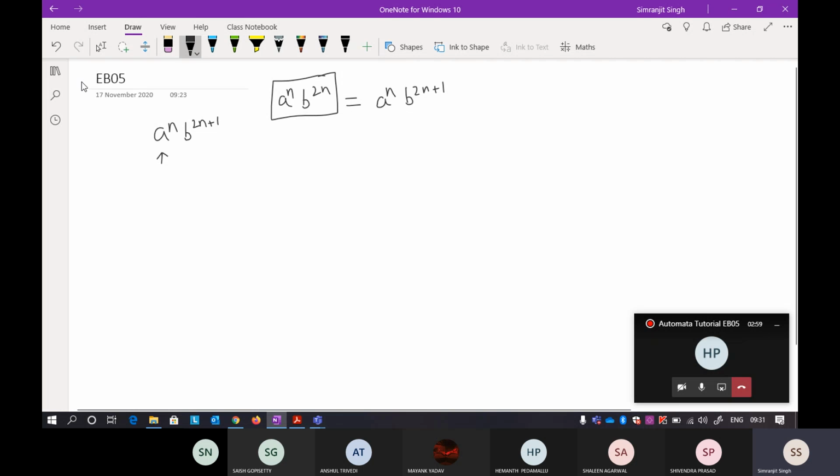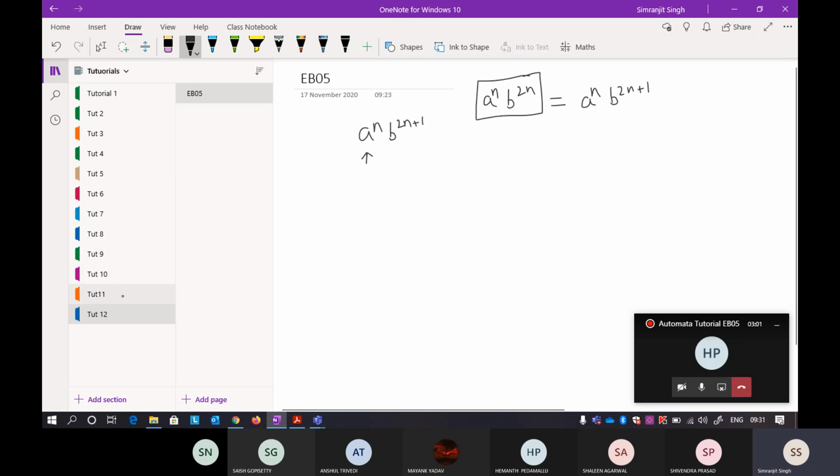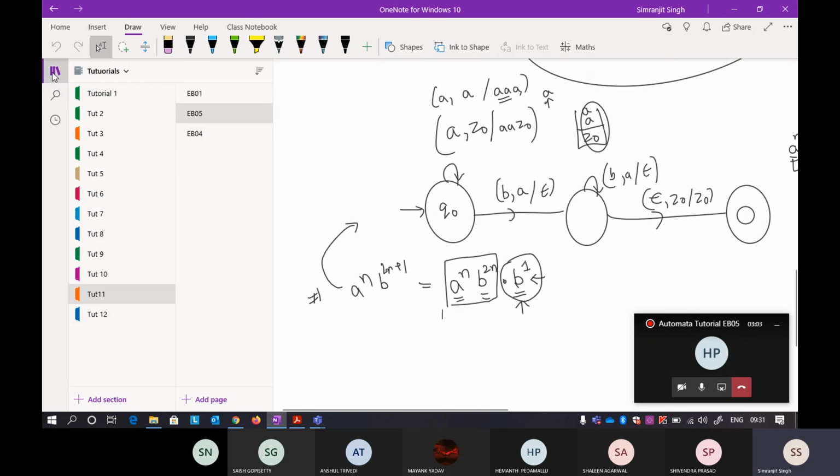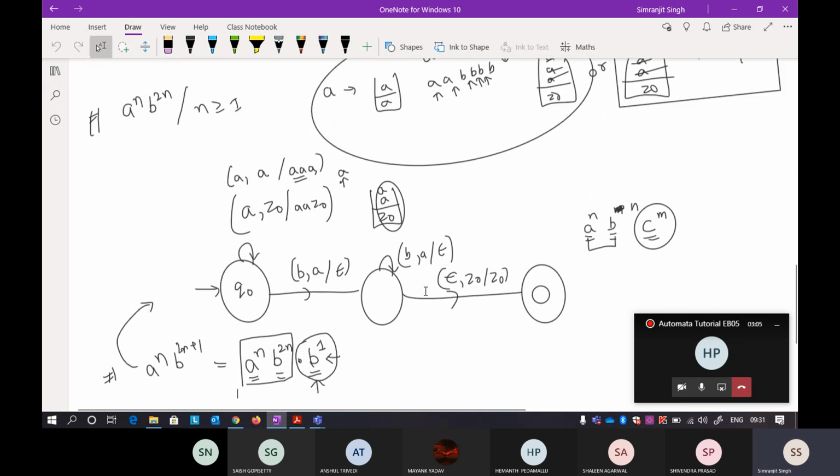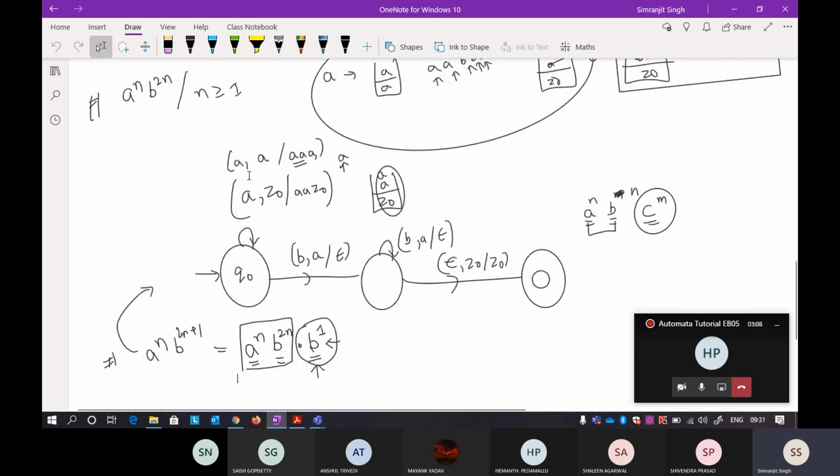Okay, so suppose previously I built the automata something like this one. So this was the previous answer. In this particular automata, when the a's are 2, the b's are 4. This string will not be a part of this language, because this language is a raised to power n, b raised to power 2n plus 1. So when a's are 2, b's should be 5.